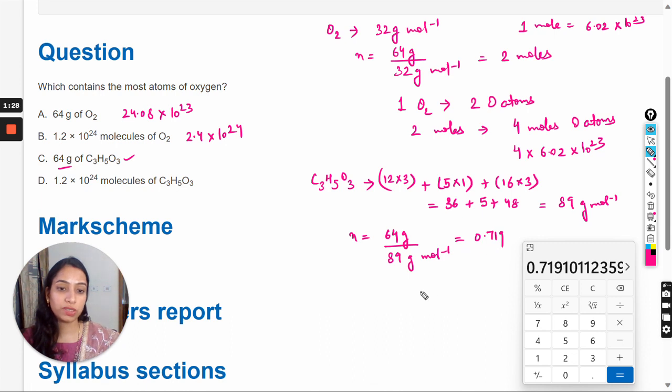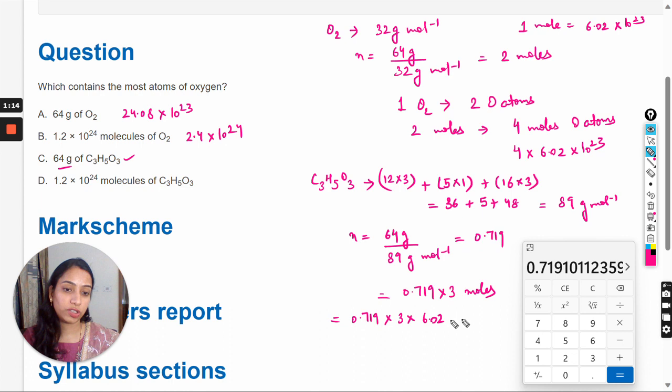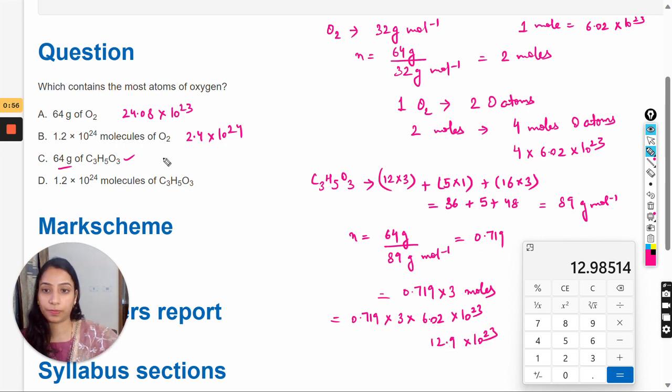So this many moles will contain 0.719 into 3 moles of oxygen atoms, and 1 mole is equal to 6.02 into 10 raised to 23. So now we will calculate this: 0.719 multiplied by 3 multiplied by 6.02. So 12.9 into 10 raised to 23, which is 1.29 into 10 raised to 24.